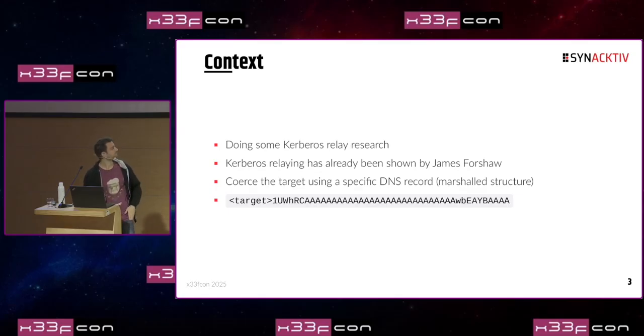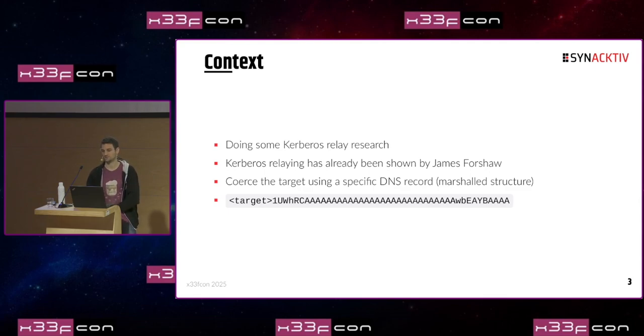So a bit of context. In March this year, I was doing some Kerberos relay research, and we already know that Kerberos relay is actually possible because James Forshaw showed that there are many ways to perform Kerberos relay, and one way to do it is to register a specific DNS record that we can see at the end of the slide. Basically, we registered a DNS record with a marshaled structure, and we set the prefix at the beginning that specifies the host name of our target.